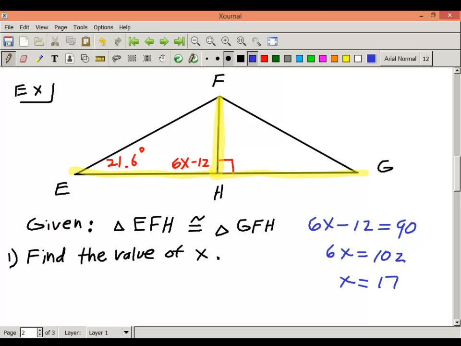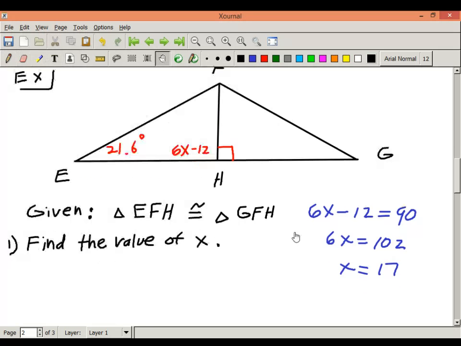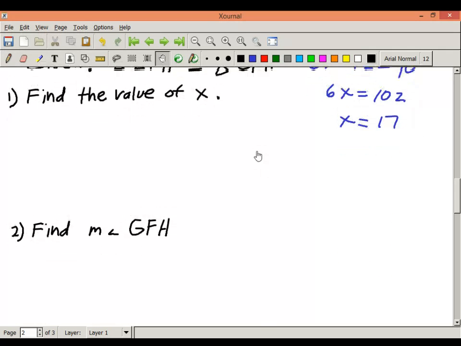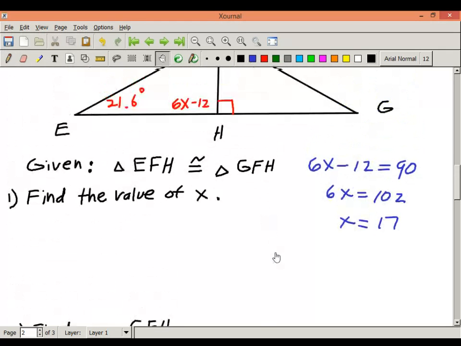All right, so there is how you find angle x. Now, same drawing, different question. Let me remove these yellow marks here so we don't get too confused by that. Okay, same drawing. I'll move back up there in a minute. We're going to find the measure of angle GFH. The measure of angle GFH.